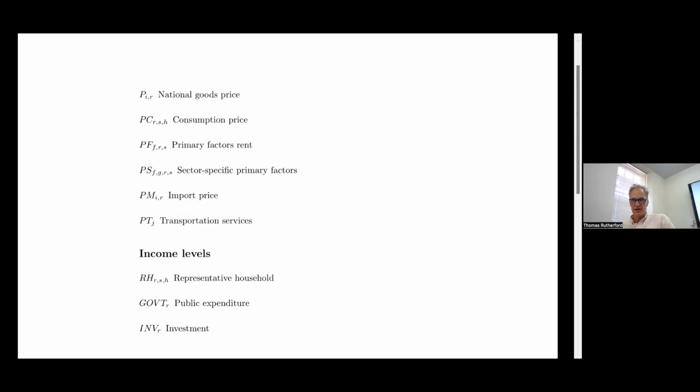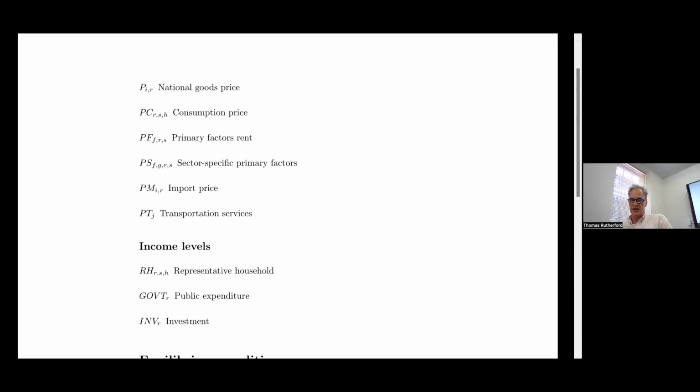And then you have the national goods price, the consumption price by household, primary factor rents, sector specific factors. So that's certain sectors. And here we're following the GTAP specification. In GTAP, the primary factors include land and energy resources, so those are sector specific factors that are represented. And then you have an import composite price and transportation services, and the transport services are for international trade.